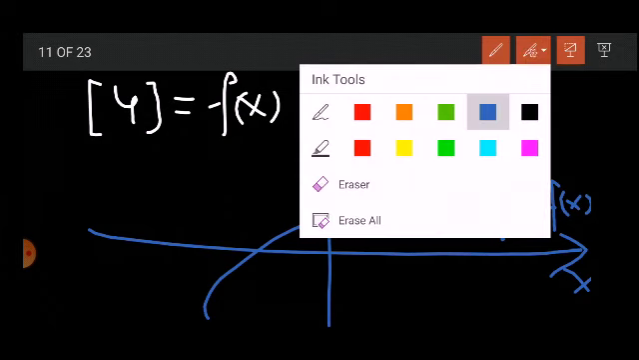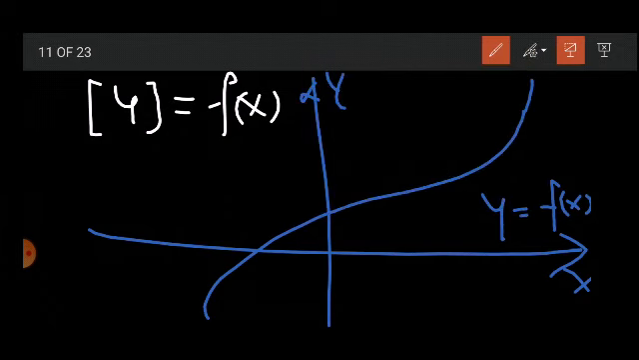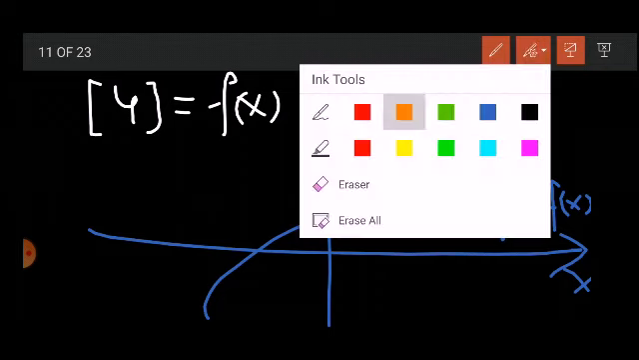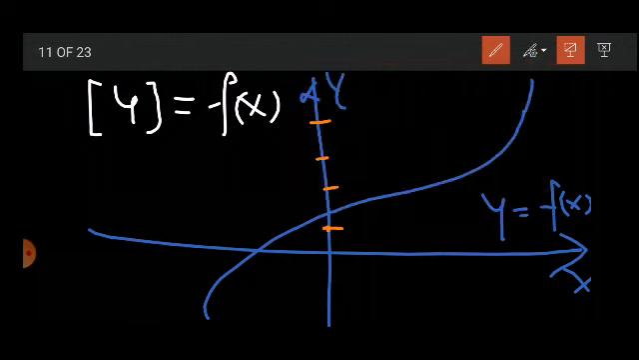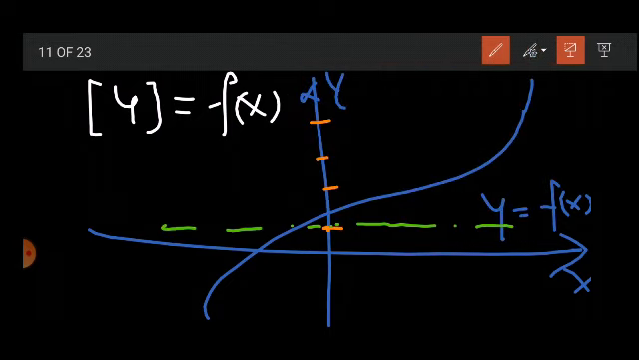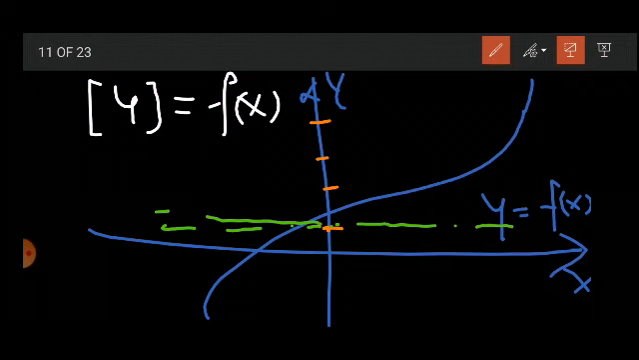Okay, fine. Now mark the integer points on the y axis. Let this be 1, this be 2, this be 3, this be 4, and so on. Here, from one point you have to go this way and mark this point.